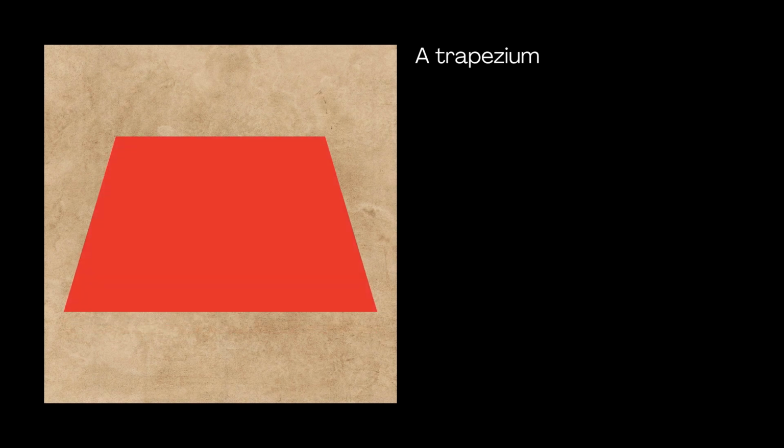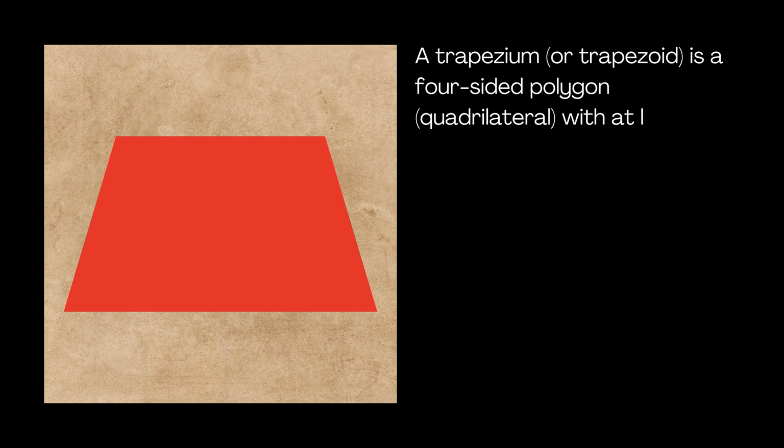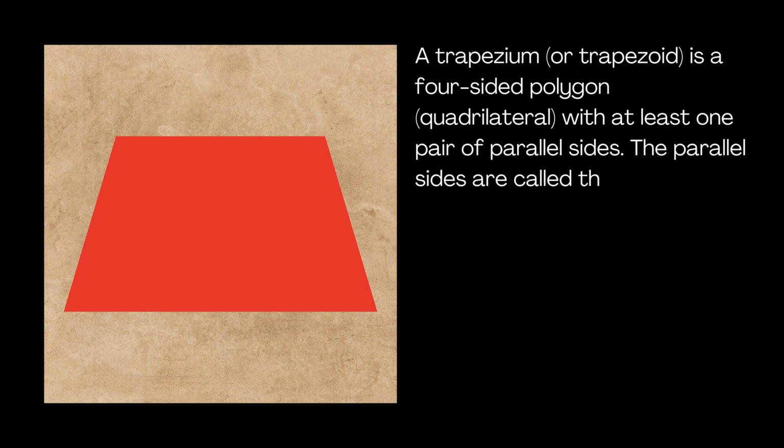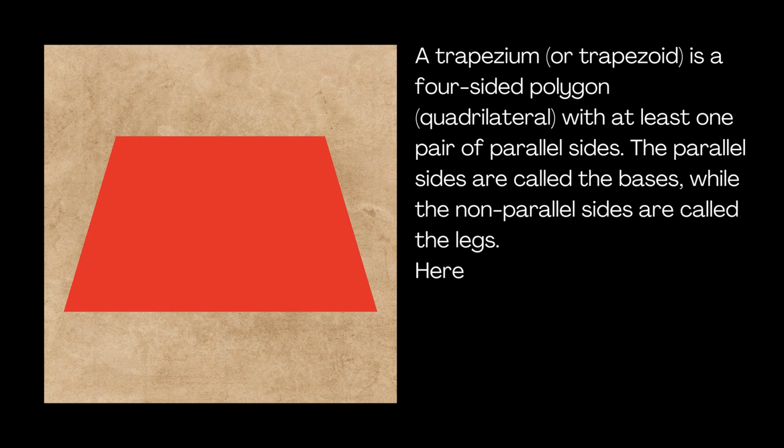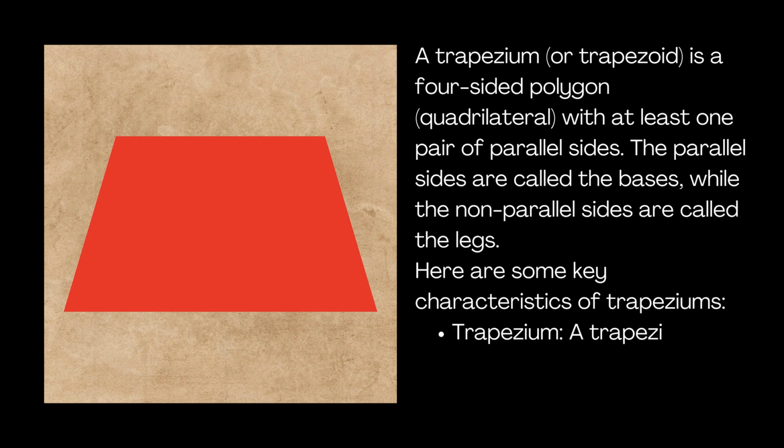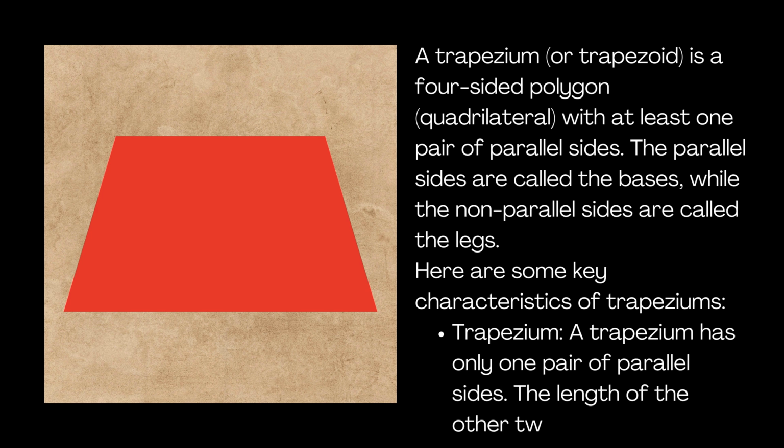A trapezium is a four-sided polygon, quadrilateral, with at least one pair of parallel sides. The parallel sides are called the bases, while the non-parallel sides are called the legs. Here are some key characteristics of trapeziums. Trapezium. A trapezium has only one pair of parallel sides. The length of the other two sides may be different, and the angles may not be equal.